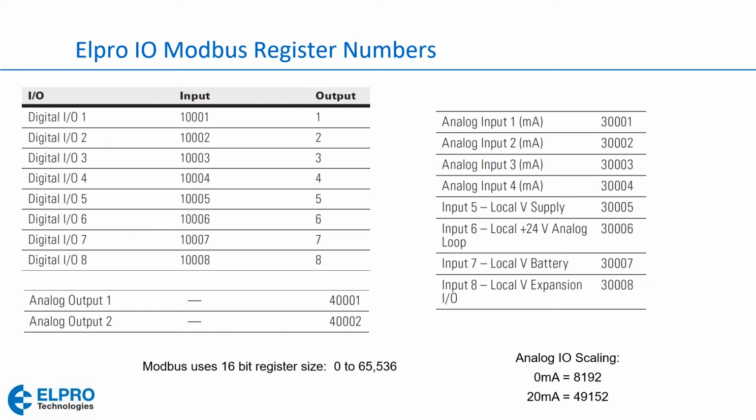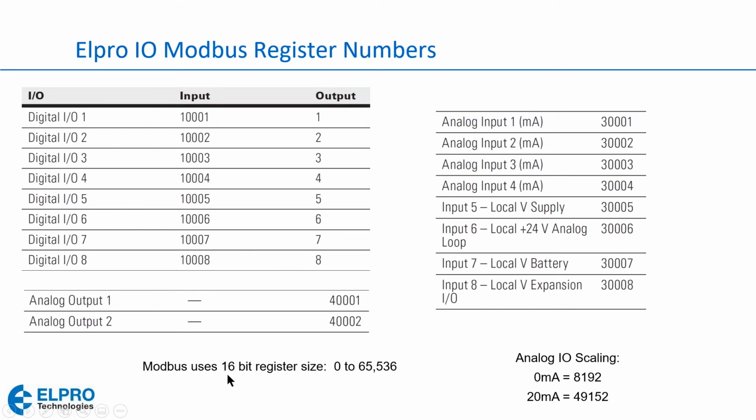Now, for our scaling, 0 milliamps coming into an analog input will be scaled at 8,192 decimal. 20 milliamps will be scaled at 49,152. The idea behind this scaling was that 32,767, which is the midpoint of a 16-bit register ranging from 0 to 65,000, will be the midpoint of a 4 to 20 milliamp loop.